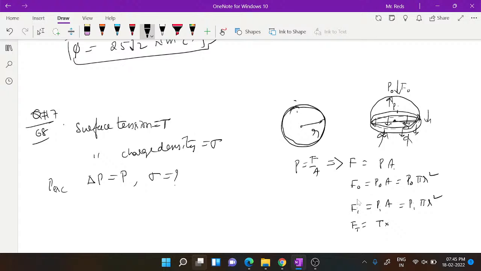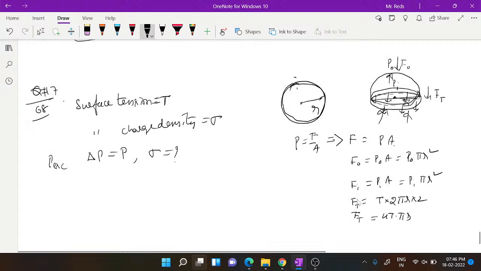Surface tension is nothing but force per unit length. So force will be equal to force per unit length into the entire effective length. The effective length is 2 pi r into 2, because of two surfaces. So you can take this as 4T into pi r. This is the force due to surface tension, and it acts in the downward direction.